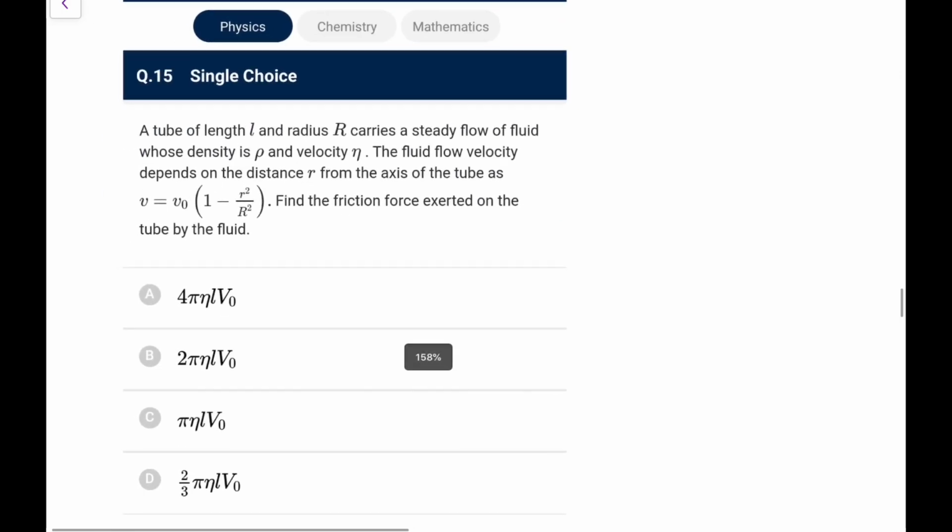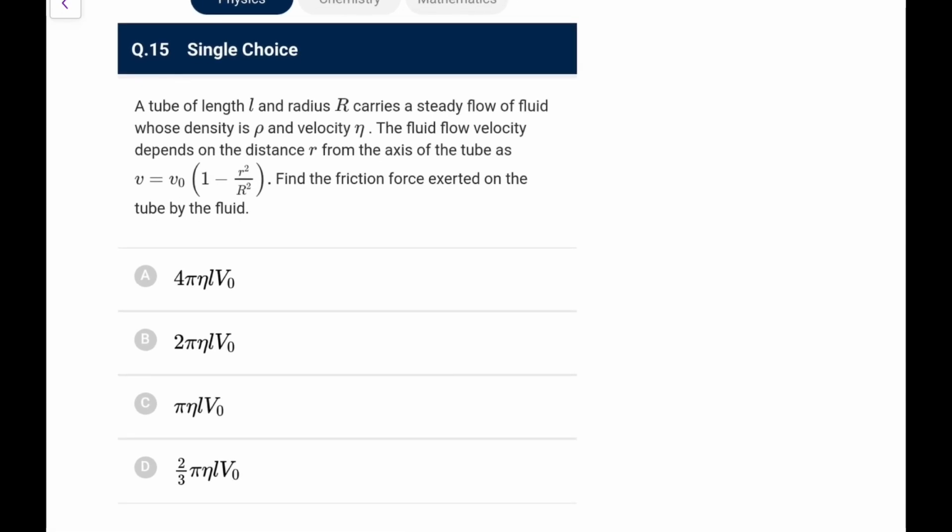A tube of length L and radius R carries a steady flow of fluid whose density is rho and viscosity eta. The fluid flow velocity depends on the distance r from the axis, like this. Find the friction force exerted on the tube by the fluid. Now this is a typical one. The force that you typically write is minus eta A dv by dx. Here it will become dv by dr. That is what you will do.